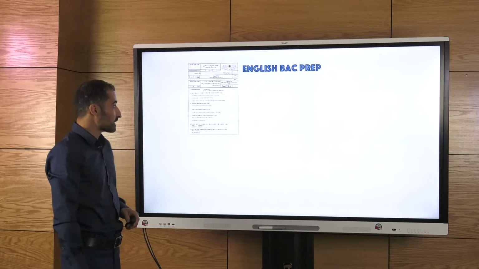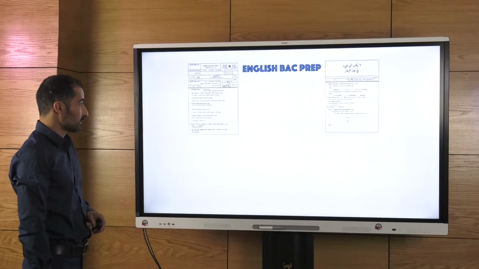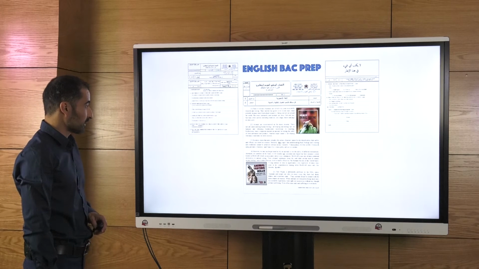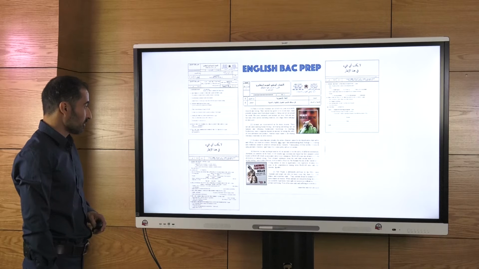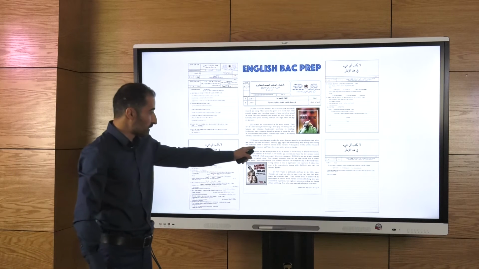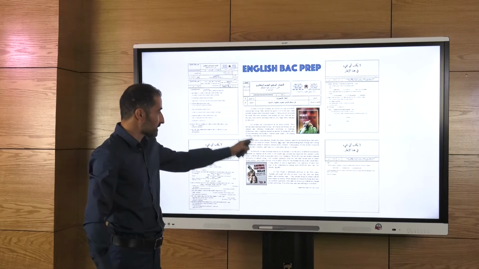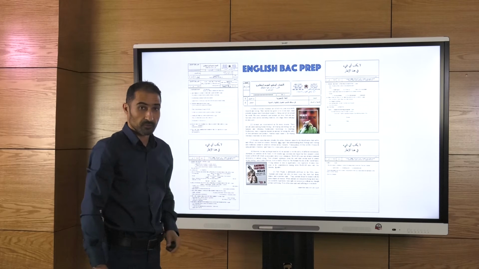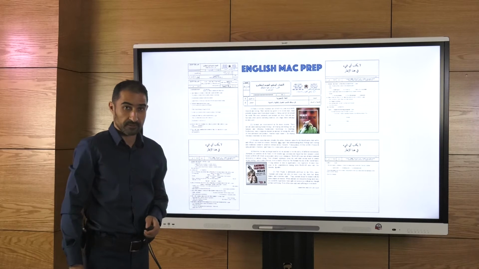The English National Exam is kind of like what is shown on the screen. So we have the reading comprehension text, and we have the other elements which we are going to see in this class.